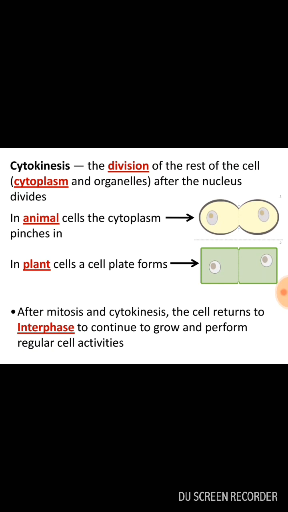Now, in case of the animal cells, the cytoplasm pinches in. That is, the division is outwards to inwards. Whereas in plant cell, as you can see in the second figure, it is through a cell plate which is formed from inwards to outwards. So after mitosis and cytokinesis, the cell again enters into the interphase, so that the daughter cell, which has now been formed, can further divide and continue the multiplication of the cell.